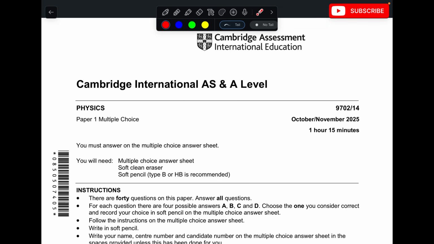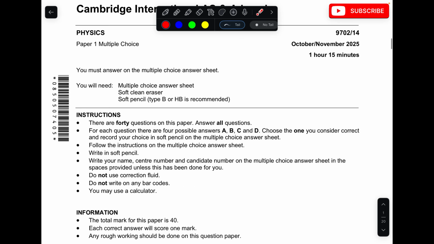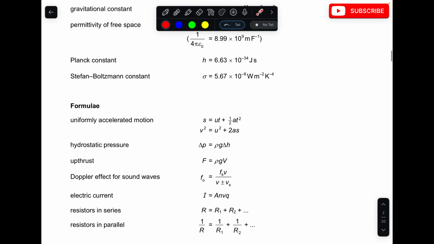So today we are going to solve another paper of AS variant 1 for October-November 2025. Let's start with the first question.